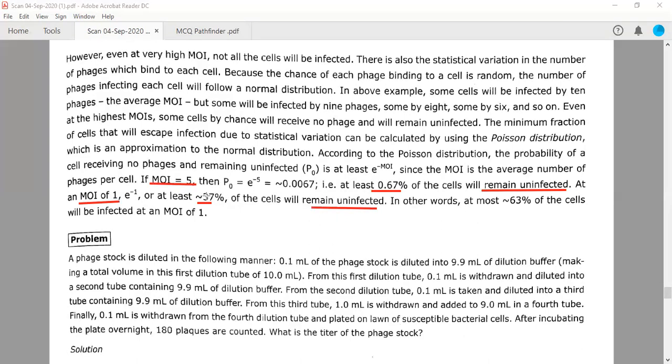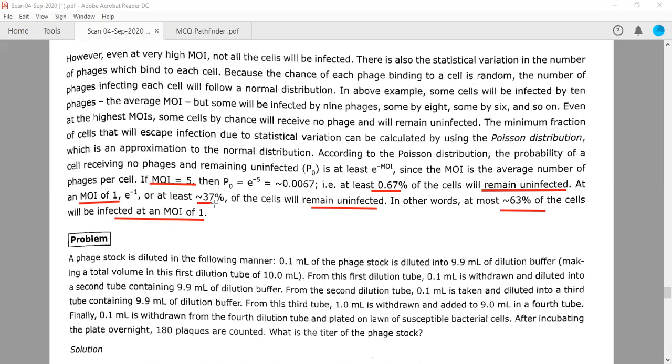If you subtract this 37 out of 100, you are able to calculate the number of cells that will be infected: 63% of the cells will be infected at a multiplicity of infection of 1. If you have one virus to infect each bacterial cell in the culture, you can say that 63% of cells will be infected and roughly 37% of cells will not be infected, or will remain uninfected, at MOI 1.